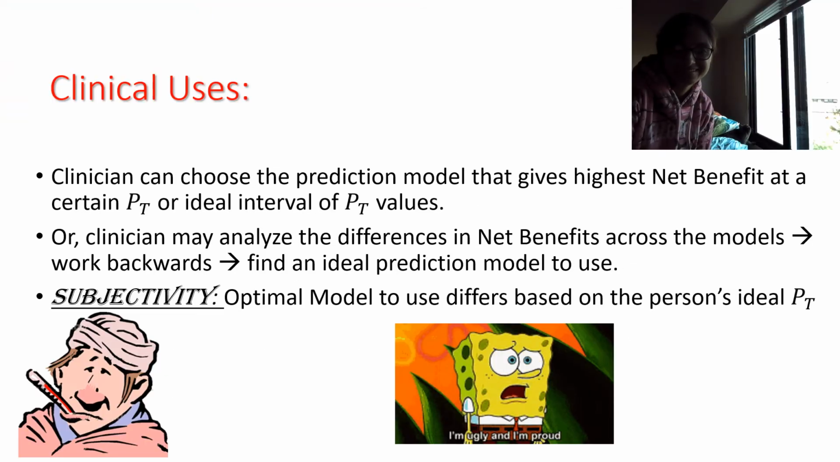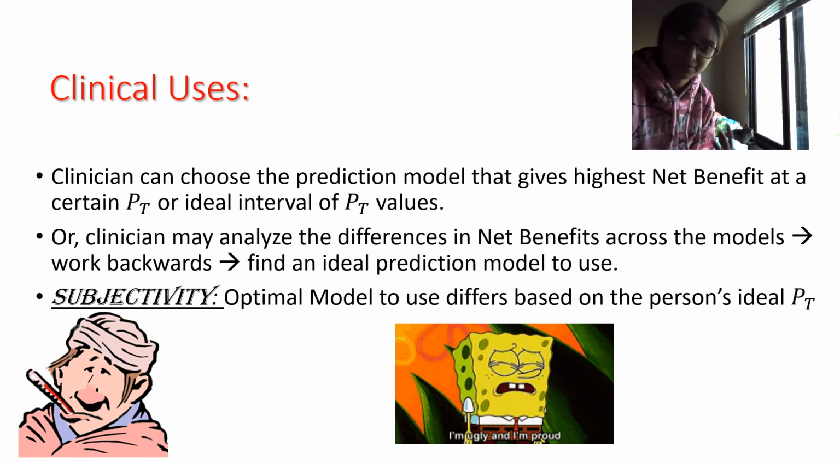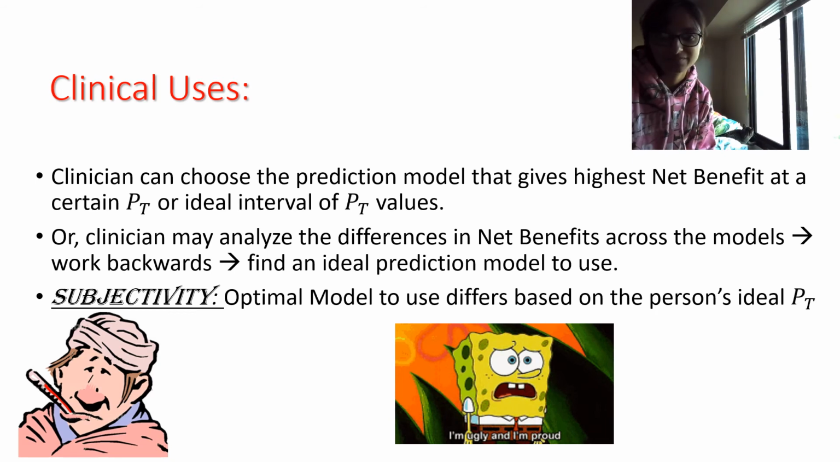So there are many different clinical uses for decision curve analysis. To begin with, the clinician can choose a prediction model that gives the highest net benefit at a certain probability threshold or an ideal interval of probability threshold values. So if you have a set of probability thresholds that you believe in, you can choose a prediction model that gives you the highest net benefit. So you can kind of work backwards with that and say, okay, it seems like this predictive model gives me more flexibility.